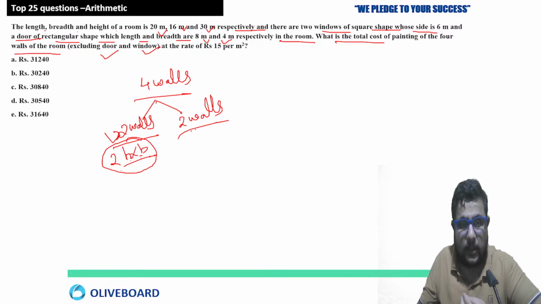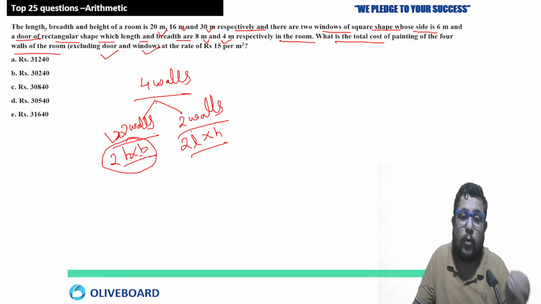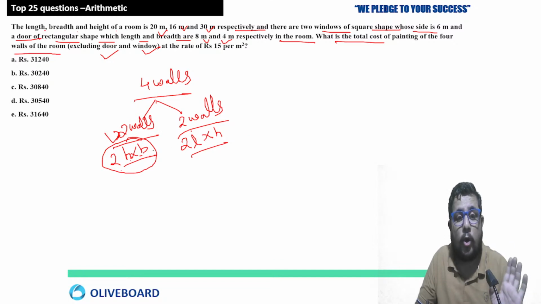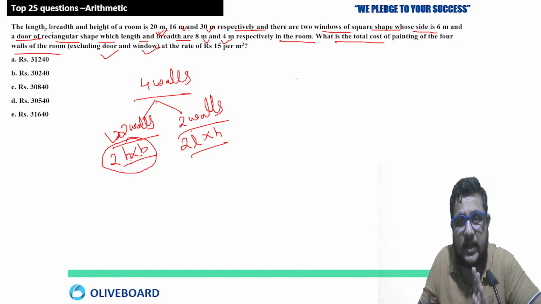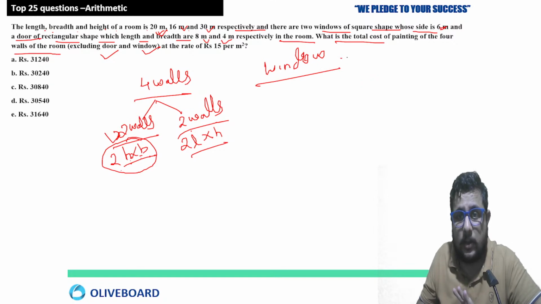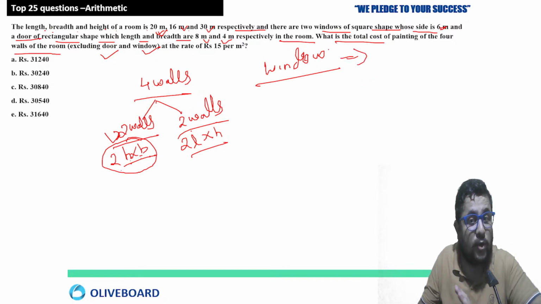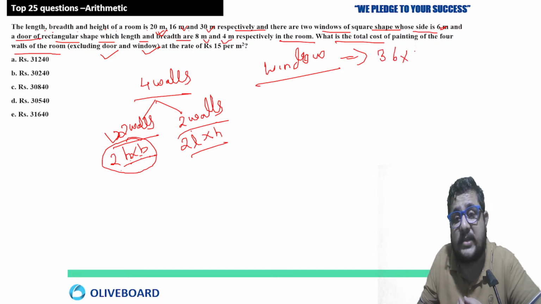Now for the other 2 walls, it is going to be 2 multiply length multiply height. Means in both, height is going to be common, right? Now see, length, breadth and height of a room is 20 meter, 16 meter, 30 meter respectively. So they have mentioned all the parameters. There are 2 windows of a square shape whose side is 6 meter, and we should not consider the window area, they already told us excluding window. So 6 squared is 36. 2 such windows are there, so 72 meter square.